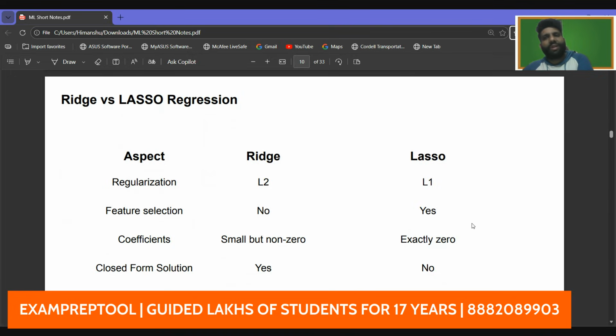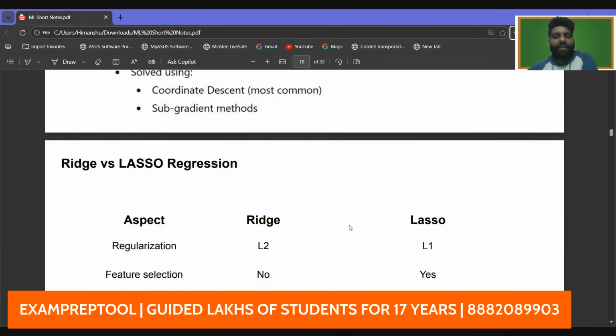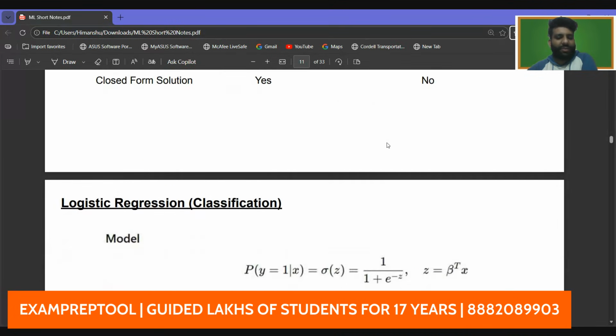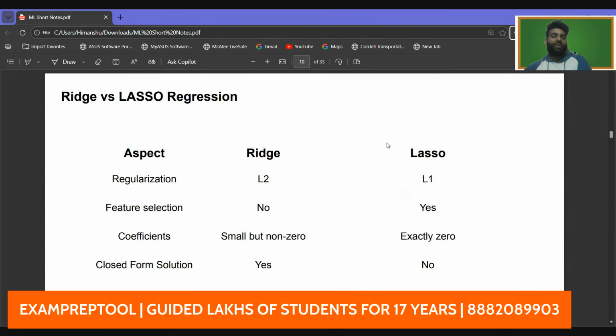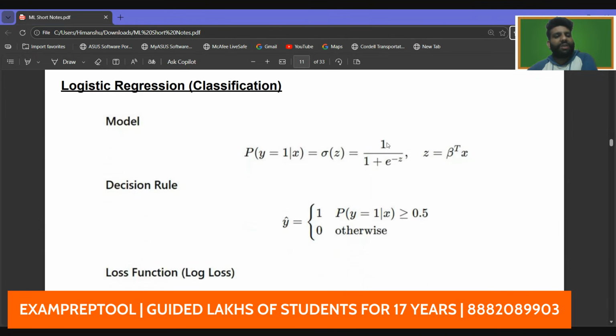If you want to do some complex modeling, lasso regression can be a simple technique for feature selection. What happens with the coefficients in each of these? They become smaller but non-zero for ridge, but in lasso they can become exactly zero. Do we have a closed form solution for both? For ridge we do, with the plus lambda I term. But for lasso we do not; we have to go with the gradient descent method. Okay, so that was all with respect to regression, more around linear regression. The next thing we get is logistic regression.